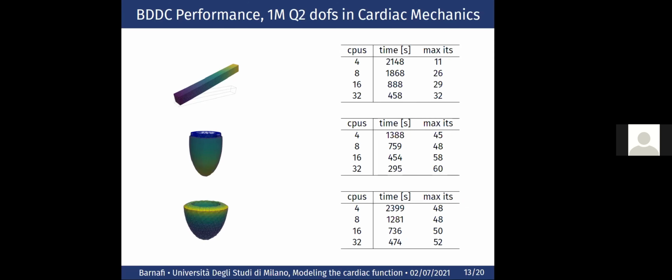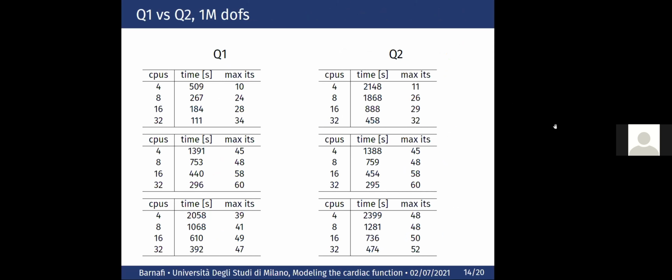For second order finite elements, you'd see basically the same behavior. It looks as if I didn't change the slide, but if you put one next to the other, you'd see that behaviors are really similar. Iteration counts are really similar, and then you just see time increase due to the use of second order elements.